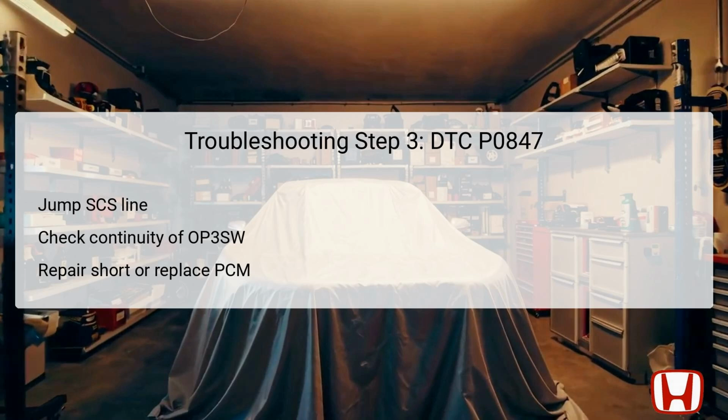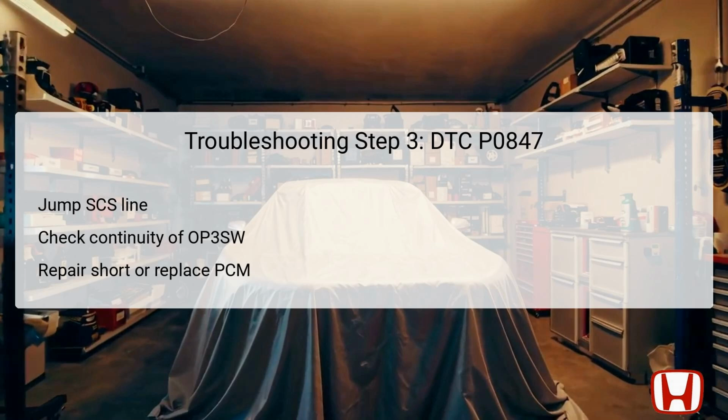The third step in troubleshooting DTC P0847 involves a detailed inspection of the wiring connected to the transmission fluid pressure switch B. Begin by placing the vehicle in the off mode using the engine start-stop button and proceed to jump the SCS line with the HDS. It's essential to ensure proper isolation of all relevant components before moving on to the next steps. Afterward, disconnect the PCM connector B51P to initiate the next phase of diagnostics.